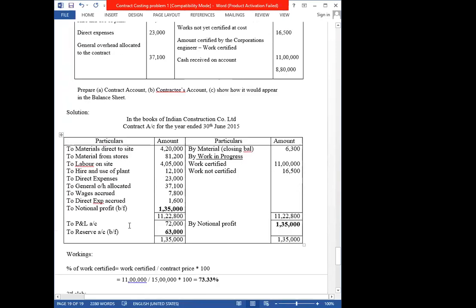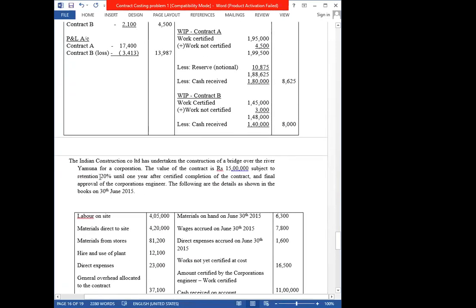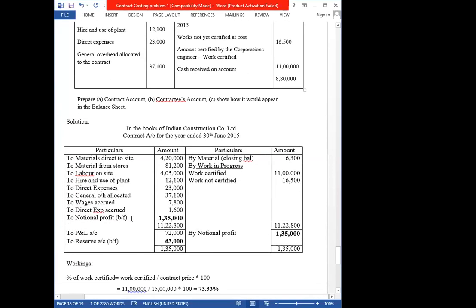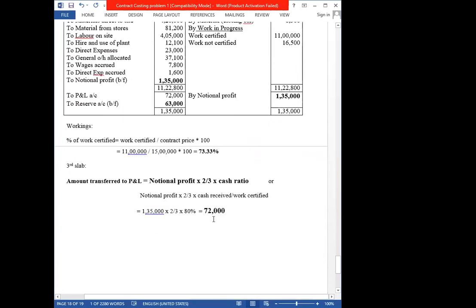How did you get that? See, the retention ratio is 20. So this is subject to retention 20%. Retention is 20% means they are going to retain 20% and the remaining 80% will be given. So that 80% is called cash ratio, which is given clearly. Retention is 20, that means the remaining is called cash ratio. So cash ratio is 80%. Okay. So this is done.